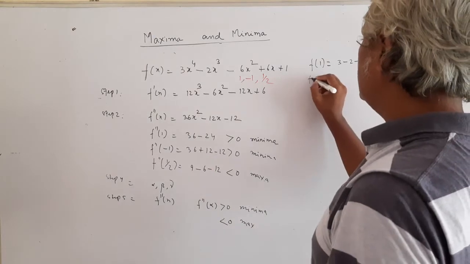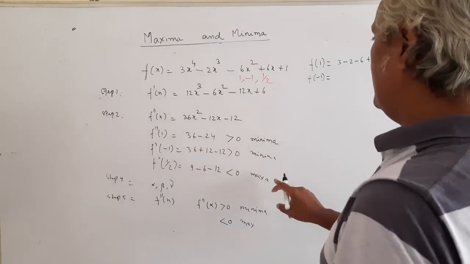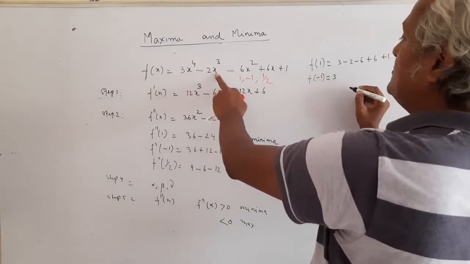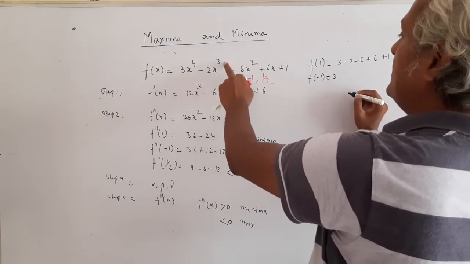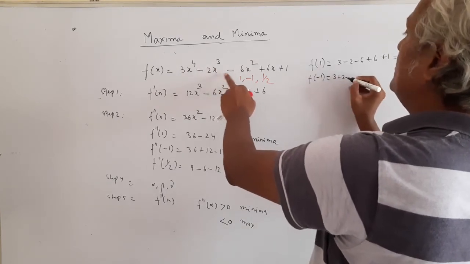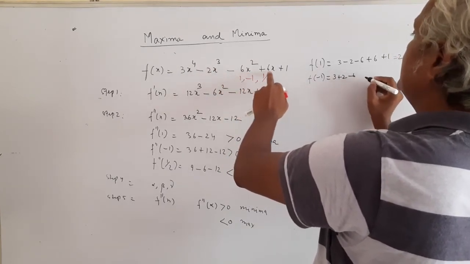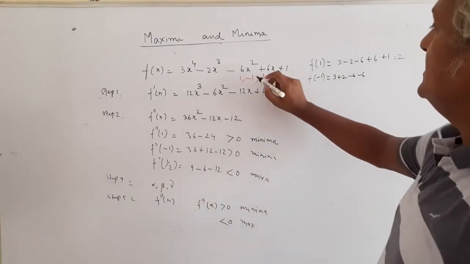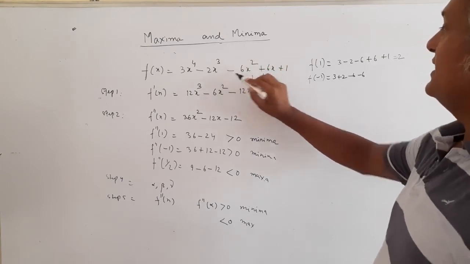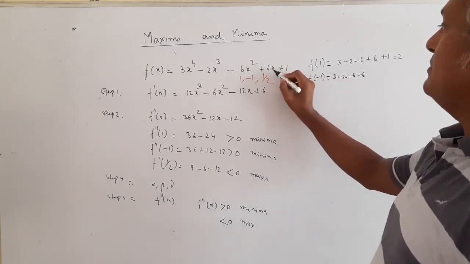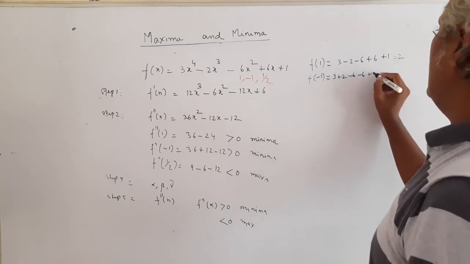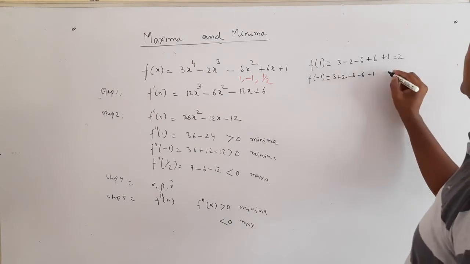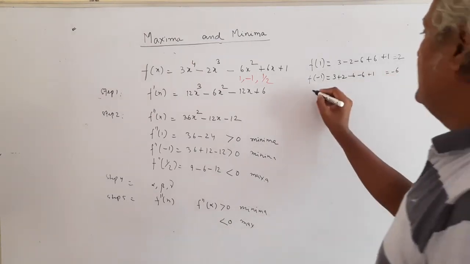Now f of minus 1 will be what? Minus 1 to the power 4 will remain positive, 3. Minus 1 to the power 3, odd number, becomes negative, so this will become minus 2. This will become minus 6, because minus 1 square is positive and the negative sign makes it negative. And here the x is minus 1, so 6 times minus 1 is minus 6, plus 1. So this is 5 plus 1, 6. 6 minus 6, 0. This value you are getting as 0. Now what about f of half?